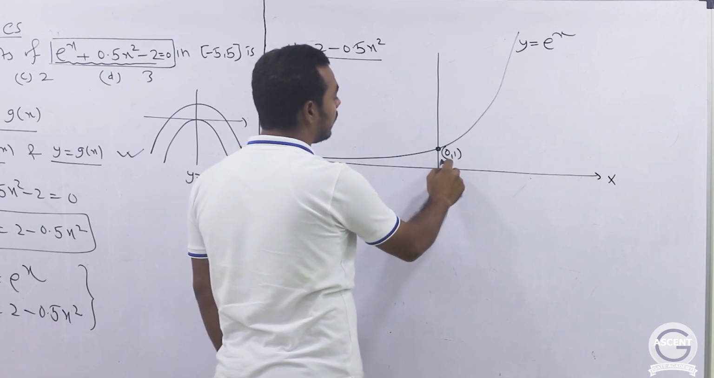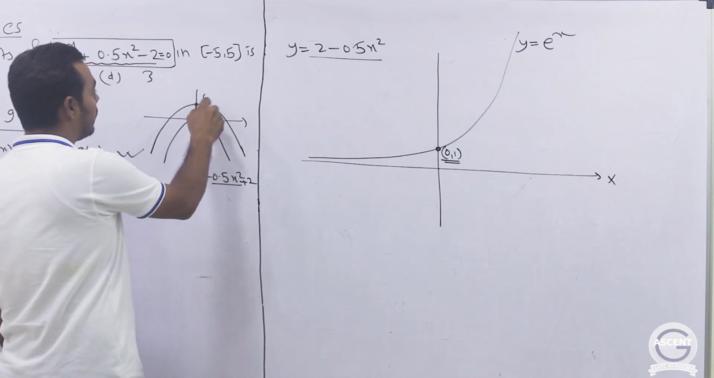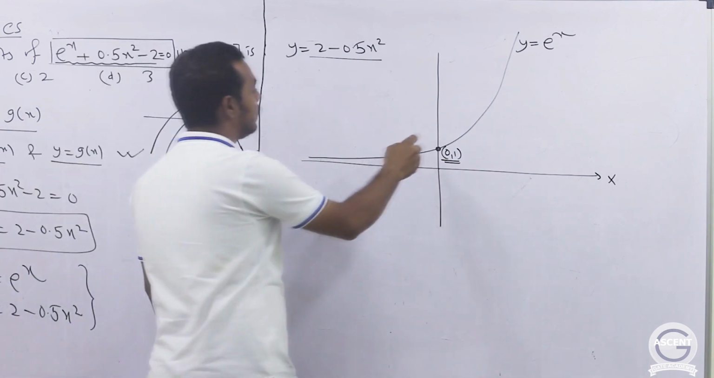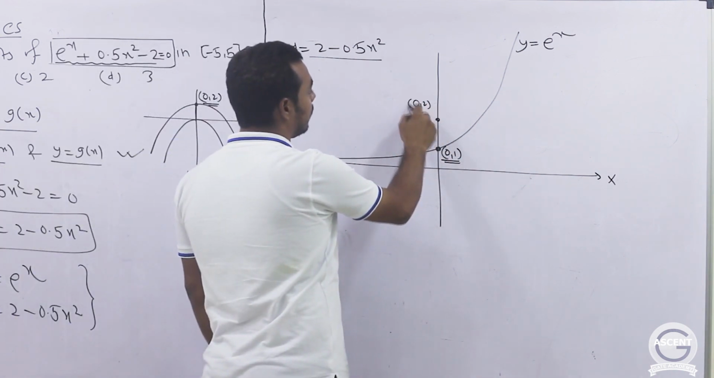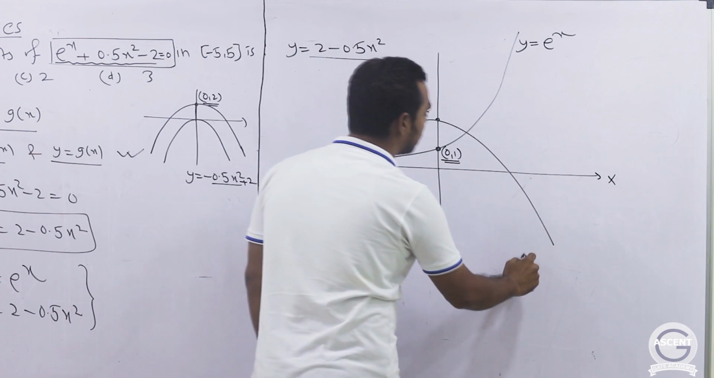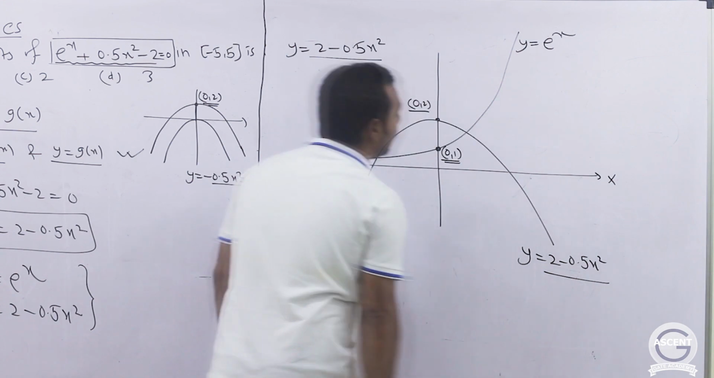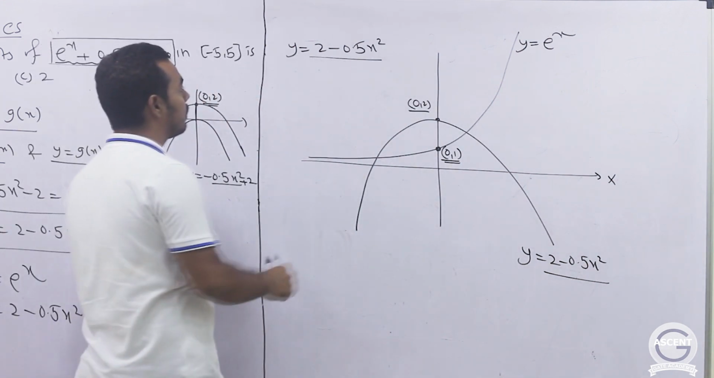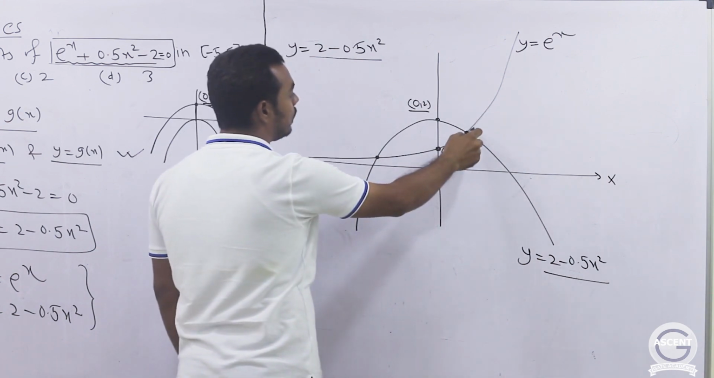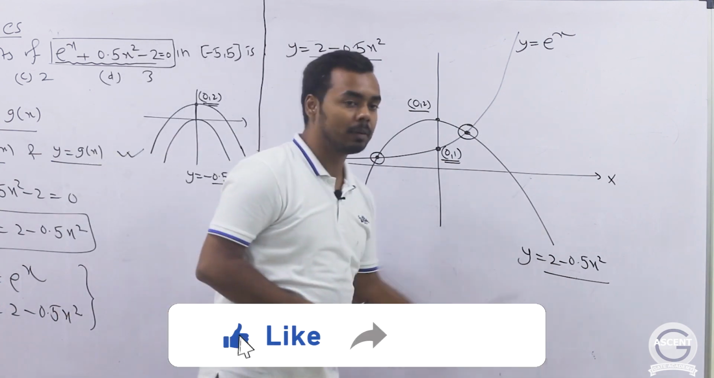Now one more important thing: the coordinate of this point is 0, 0. Shifted by 2 units, this point becomes 0 comma 2. So for this parabola the vertex will be at this point, 0 comma 2. If I draw the graph of this downward parabola, we'll get a graph something like this. So this is your curve y equals 2 minus 0.5 x square. Now as you can see, there are 2 points of intersection between these two curves: one is e to the power x and the other is y equals 2 minus 0.5 x square.